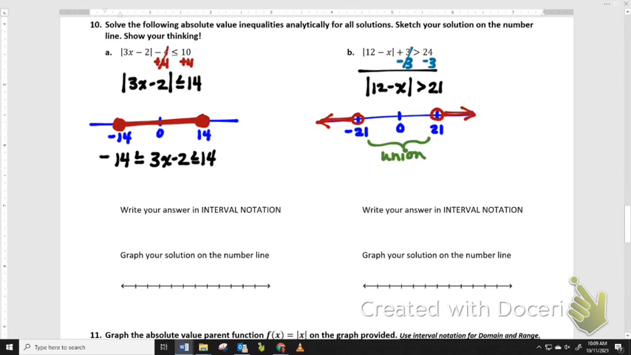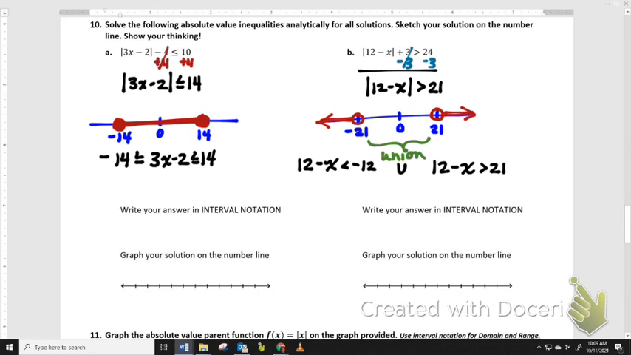Can I write just one inequality? No. On part A, I could write just one because it was shaded in one spot in between two numbers. This is shaded in 2 spots with a gap in the middle. So this is 12 minus x. What inequality do I use to mean pointing to the left? Less than. Less than negative 21. Union. Over here, is it pointing to the left? It's pointing to the right. How do I explain that with an inequality? Greater than.